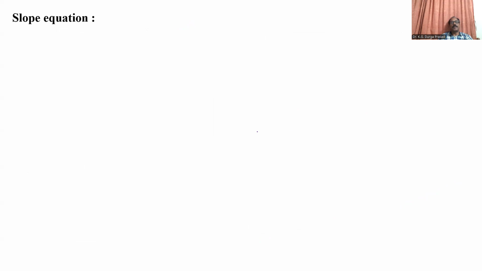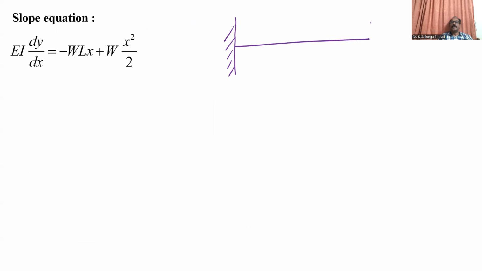Now, listen carefully. Slope equation, I already told you it is a slope equation. With the help of the slope equation, you can find the slope at any point. It is your cantilever beam subjected to point load W at its end. The span length is L. Here end A, here end B. Free end is B, fixed end is A, right? So you already know the slope at A is 0 because it is a fixed end. The deflection is also 0. Slope 0, deflection 0 at fixed end.